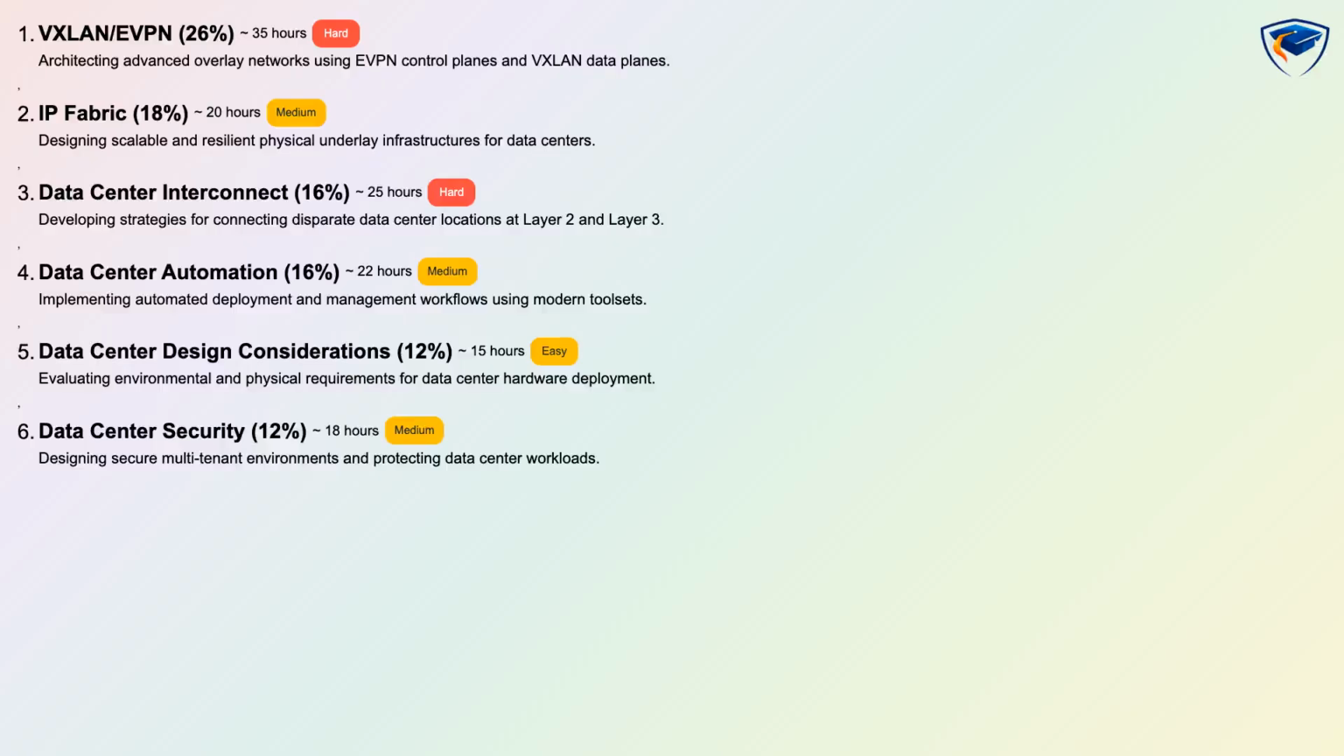The domains are VXLAN EVPN 26%, IP Fabric 18%, Data Center Interconnect 16%, Data Center Automation 16%, Data Center Design Considerations 12%, and Data Center Security 12%. Expect a mix of hands-on labs and conceptual scenarios and plan your study hours according to the estimated learning time for each domain.